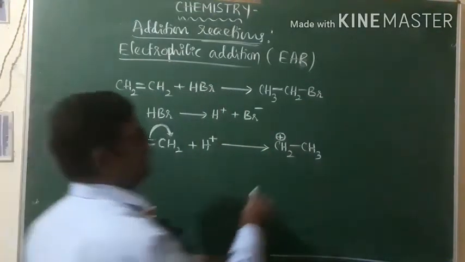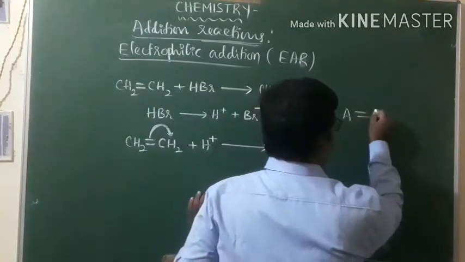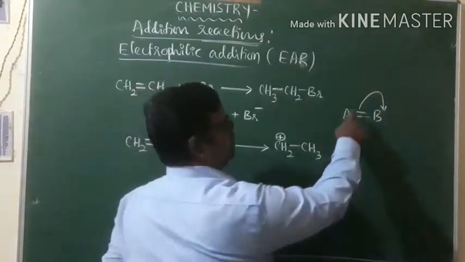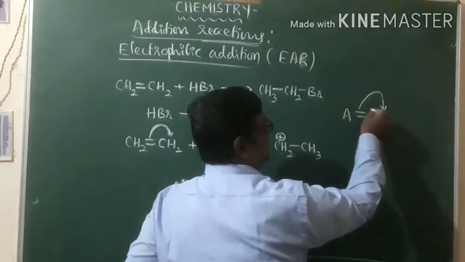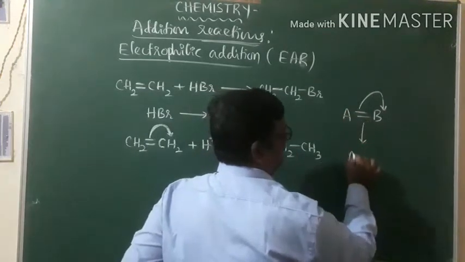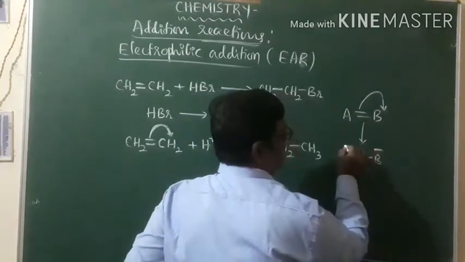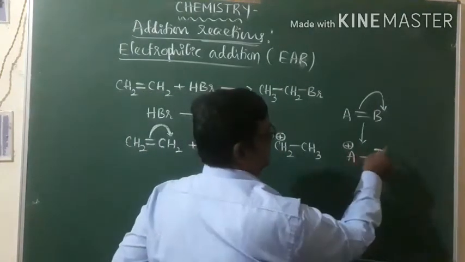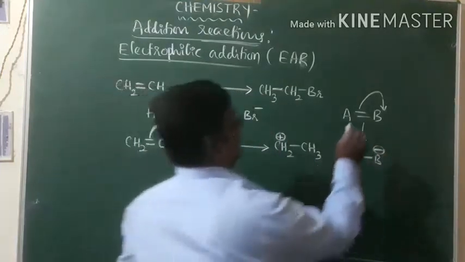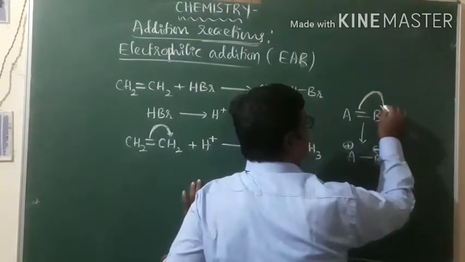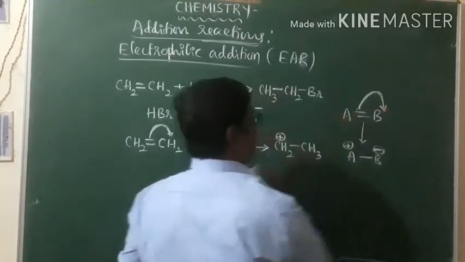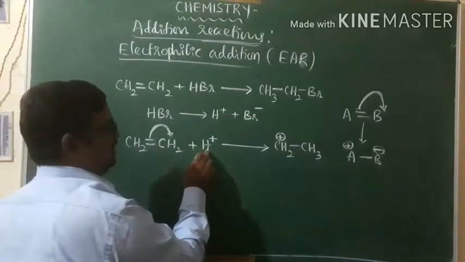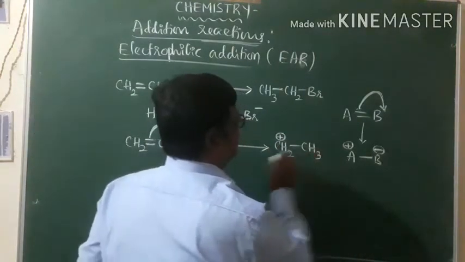Remember, in organic reactions, if I say A double bond B and I shift the pi electrons over B, then B attains a negative charge and A attains a positive charge, because B is going to gain an extra electron and A is going to lose its electron. Whenever you are writing this arrow mark, the head will get the negative charge and the tail will get the positive charge. So CH2=CH2, in the presence of the electrophile, is converted to CH2 plus and CH3.